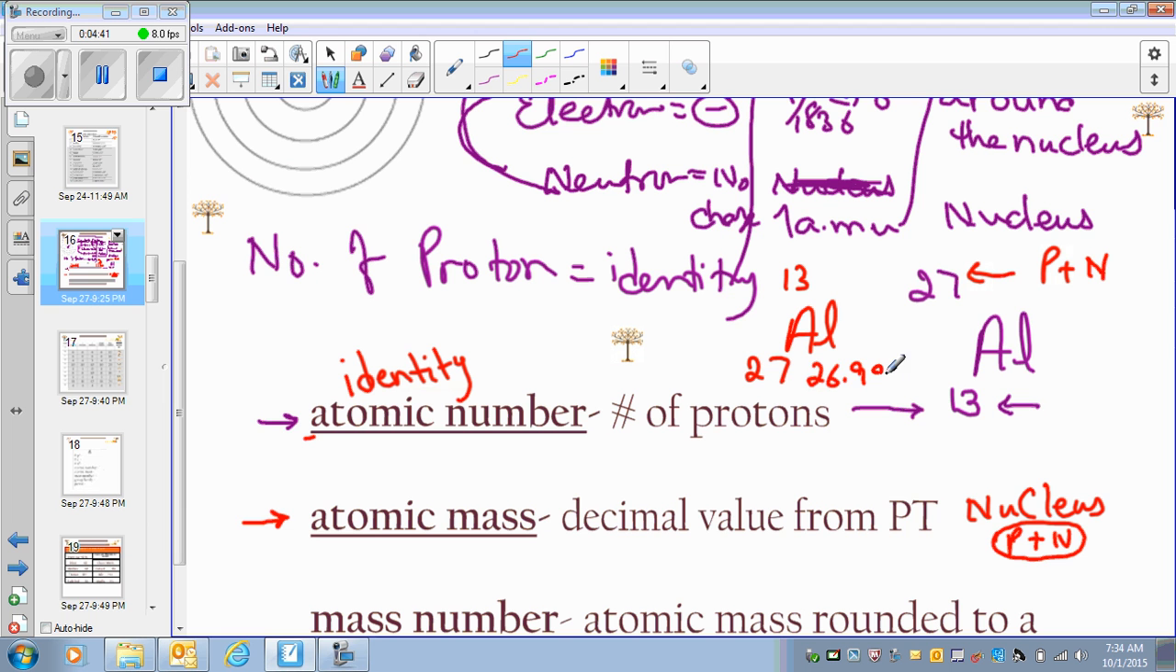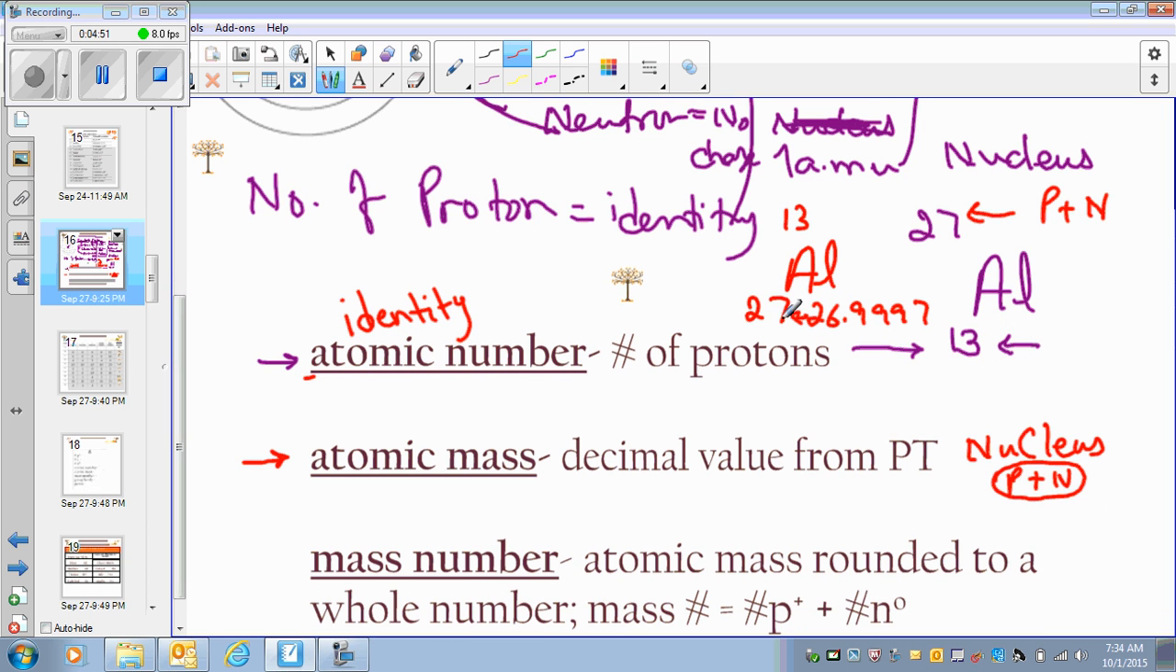Now you will also find that atomic mass could be in decimals, like for aluminum it could be 26.9997 or so, and I'm rounding it to 27. It is a decimal because it is the average mass of all the isotopes present. So what I'm giving you, 27 here, is actually the mass number. So mass number is the whole number, or the rounded number, of the atomic mass.